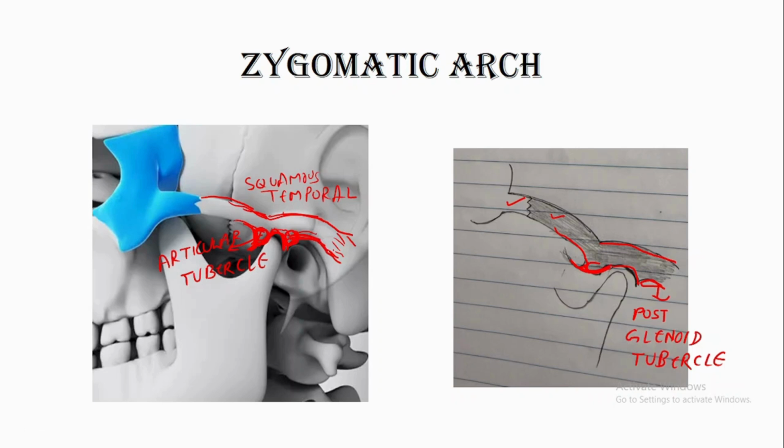So the zygomatic arch, when it attaches posteriorly to the squamous temporal bone, has two roots. First is the anterior root of zygoma, and second is the posterior root of zygoma.